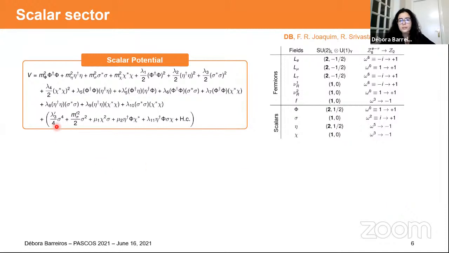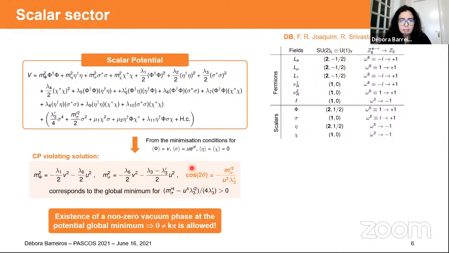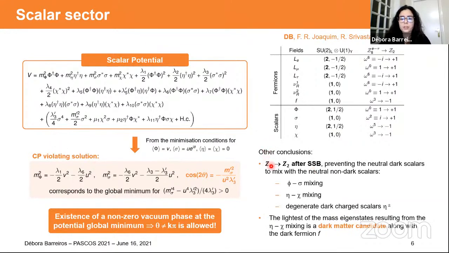Okay, so moving on to the scalar sector, this is our scalar potential. And as you can see here, once we minimize it, we get this CP violating solution, which will correspond to the global minimum as long as this condition here is fulfilled. Also, notice that we get indeed a non-zero vacuum phase at the potential global minimum, as long as this term here is present in the potential. Other conclusions that we may take from this potential is that our Z8 symmetry is broken down to a remnant Z2 symmetry, which will stabilize dark matter. And why is that? Because our neutral dark scalars will not mix with the non-neutral dark scalars, and we will end up with two possible dark matter candidates, either our dark fermion F or the lightest of the mass eigenstates from the mixing between eta and chi.